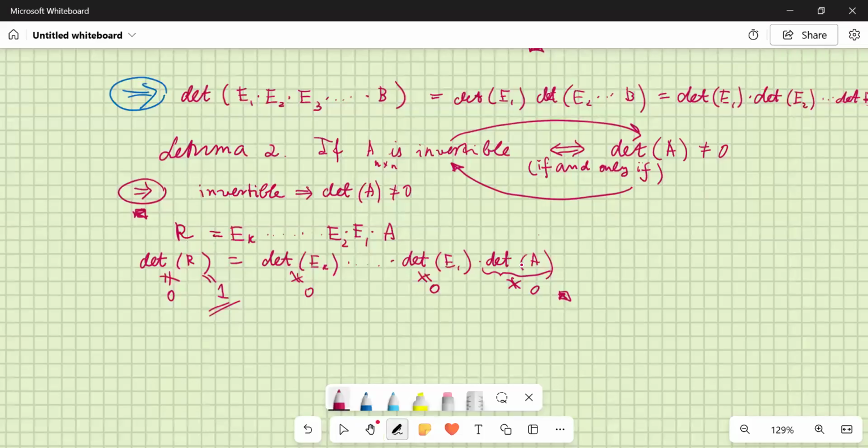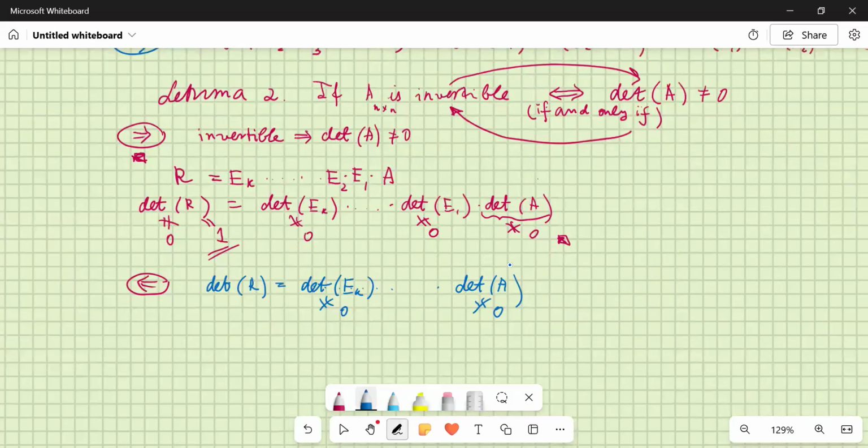Now, the second part. Well, the second part is using the same line. I'm just going to use a blue color, okay? I'm going to write down determinant of reduced row echelon form. Lots of determinants. I'm going to put only one, the first one, determinant of EK, and then determinant of A. What am I given? I'm given the determinant is not equal to 0. So this one is not equal to 0. Well, all others are not equal to 0 because elementary matrices never have determinants equal to 0.